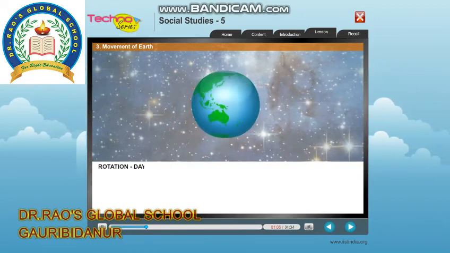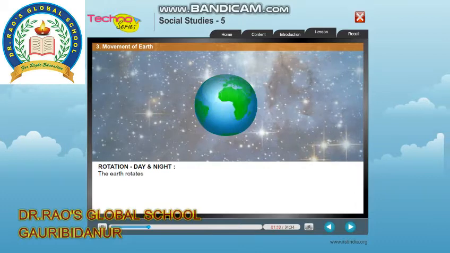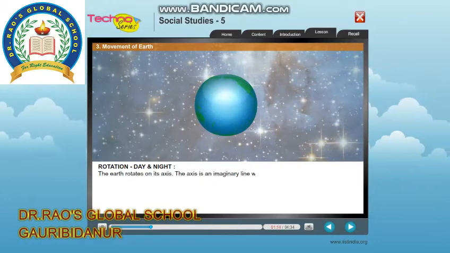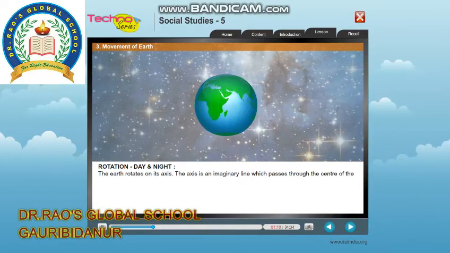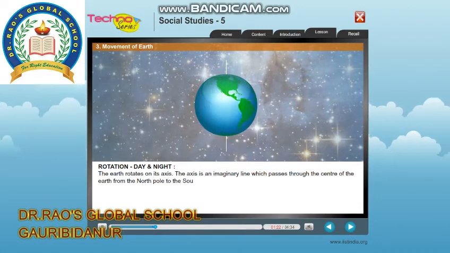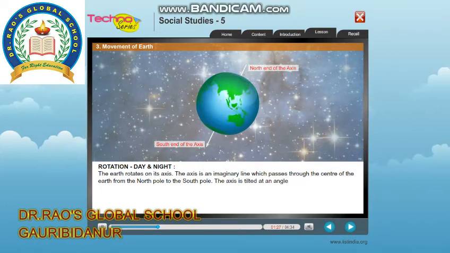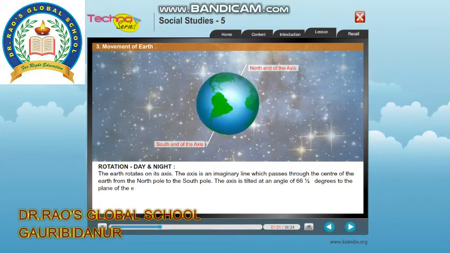Rotation, day and night. The Earth rotates on its axis. The axis is an imaginary line which passes through the center of the Earth from the North Pole to the South Pole. The axis is tilted at an angle of 66.5 degrees to the plane of the Earth's orbit.